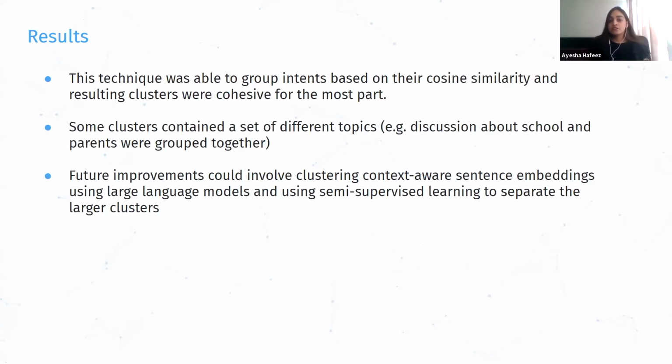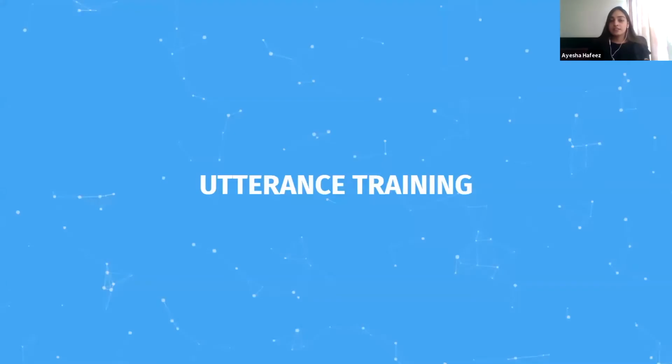So as future improvements, we recommend using a clustering approach that uses context-aware sentence embeddings. An example of such a model is the Universal Sentence Encoder, and then coupling that with a semi-supervised learning approach to separate these larger clusters into smaller clusters that contain separate topics. And that leads us to the utterance training phase.